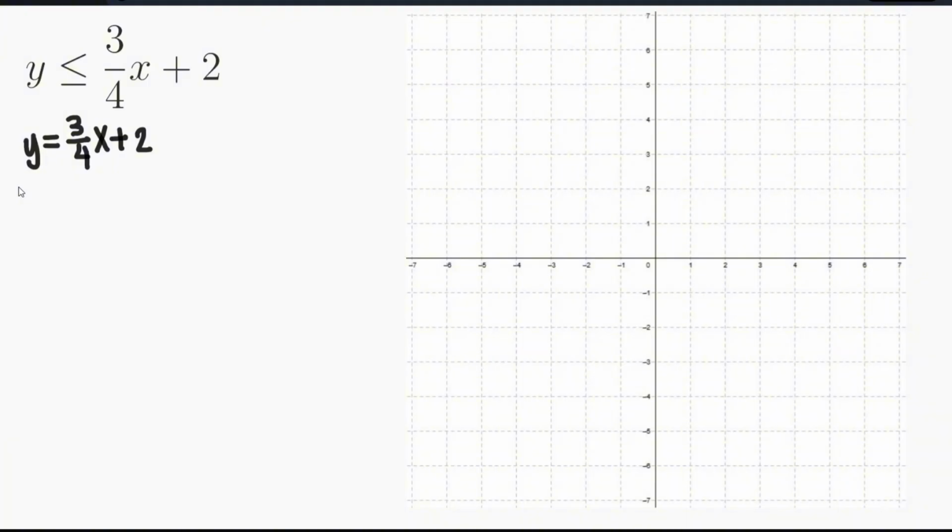When x is 0, y is 2. So let's plot that point. We have 0, 2 right here. Next, let's look for a few more points based on the slope.